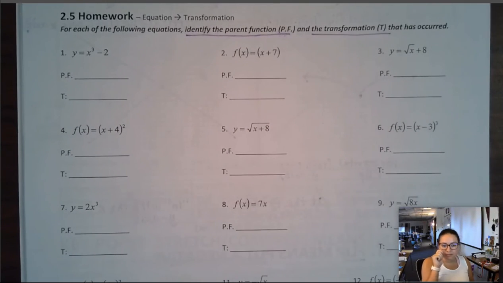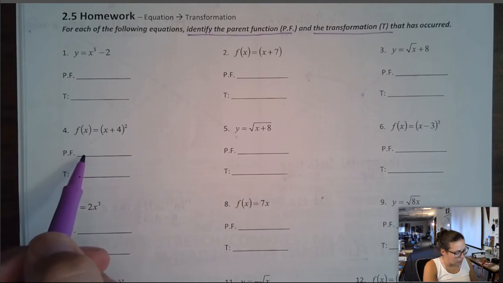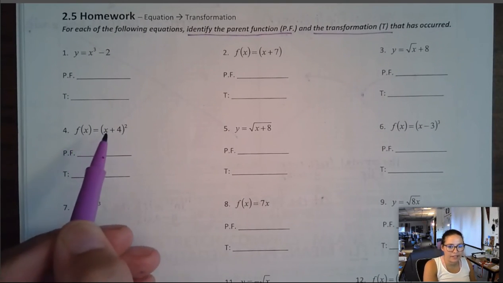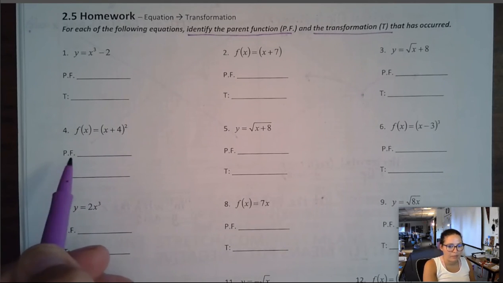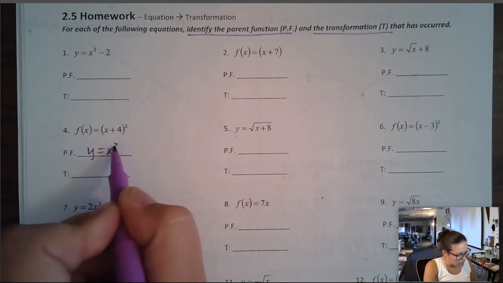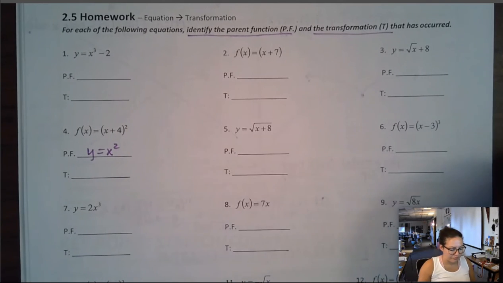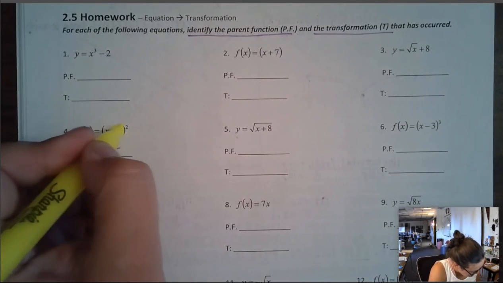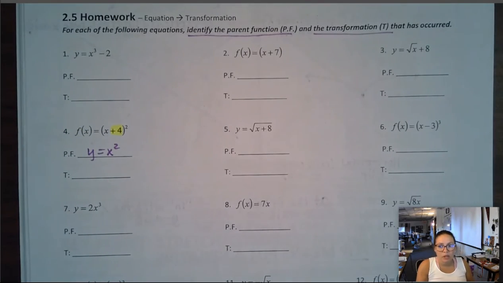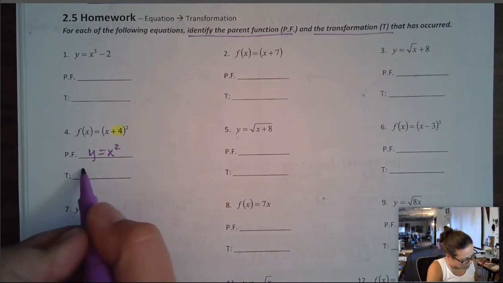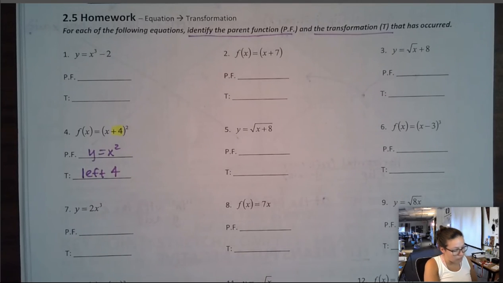So, for example, let's say I'm looking at number 4. We have f of x equals (x plus 4) squared. Well, my parent function is y equals x squared. And my transformation is plus 4. Okay, well, adding and subtracting means that we are shifting. The plus is in with the x, which means it's going to be left or right, and plus actually means we go left. So I would write left 4. So that's kind of how each one goes.